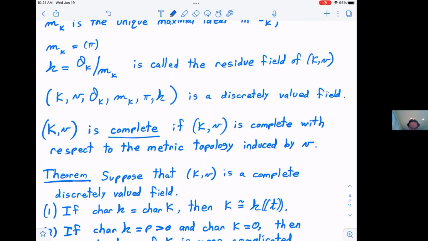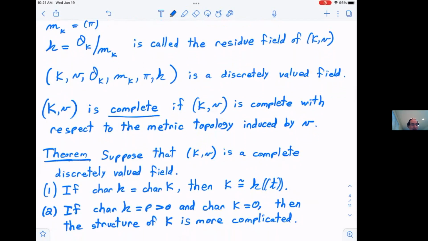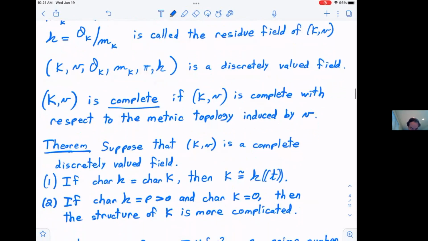In the second case, okay, there's a theorem, but it's a little complicated. If the characteristic of the residue field is p, bigger than 0, and the characteristic of the original field K equals 0, then, well, I've bailed out here. I'm not giving the details. Then the structure of K is more complicated. Well, there's a theorem dealing with Witt vectors. It's not important for this talk, so it can be described in a rather complete way, but it's kind of complicated, but it's understood. Let's just put it that way.